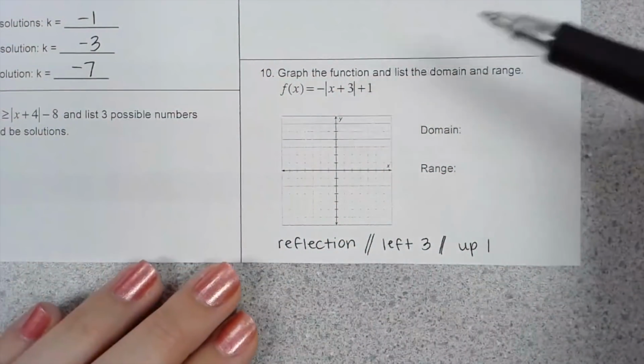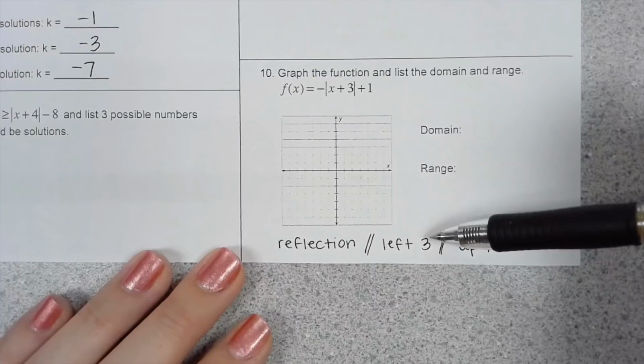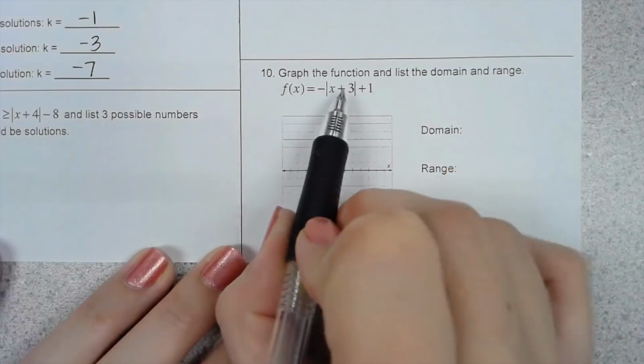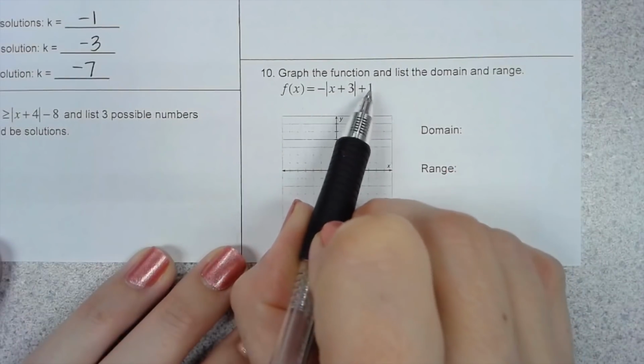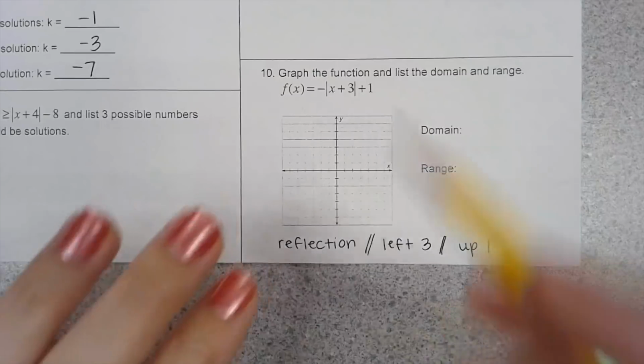So I do want to remind you that the number on the inside is always the opposite of the direction that you would think, but the number on the outside is always the same direction for what you would think. This number on the inside moves it either left or right, and then this number on the outside moves the graph either up or down. So I always start by moving my vertex.